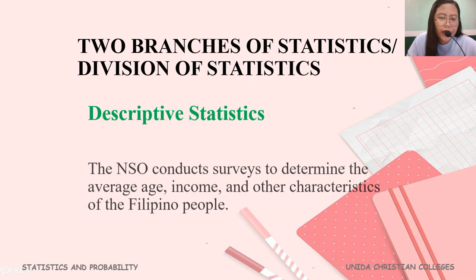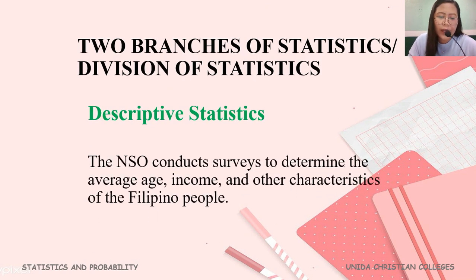Example, the NSO conducts a survey to determine the average age, income, and other characteristics of the Filipino people. O ano daw ang gustong gawin ng NSO? Magko-conduct sila ng survey para lang ma-determine yung average age, income, and other characteristics ng Filipino people. Pero wala silang kinunclude na kapag ganito pala yung age o kapag ganito pala yung income, ang gusto lang nilang makuha is the average. That's why it is a descriptive statistics.